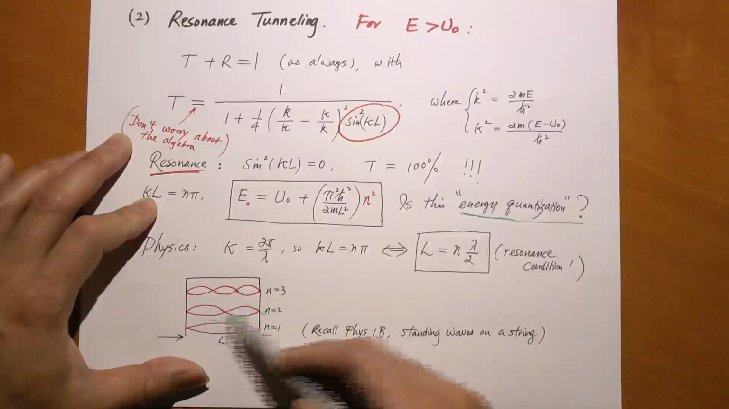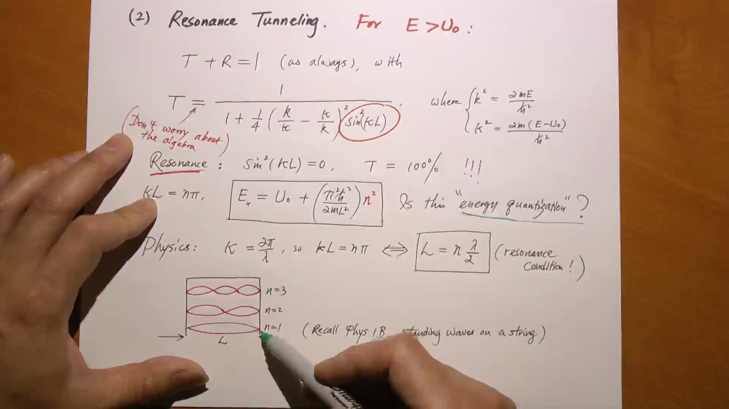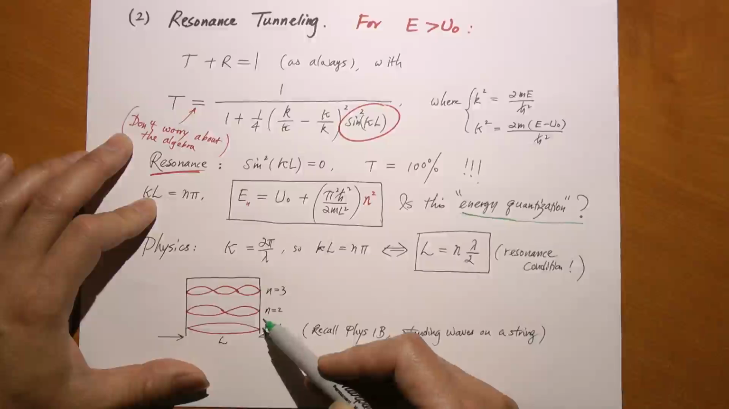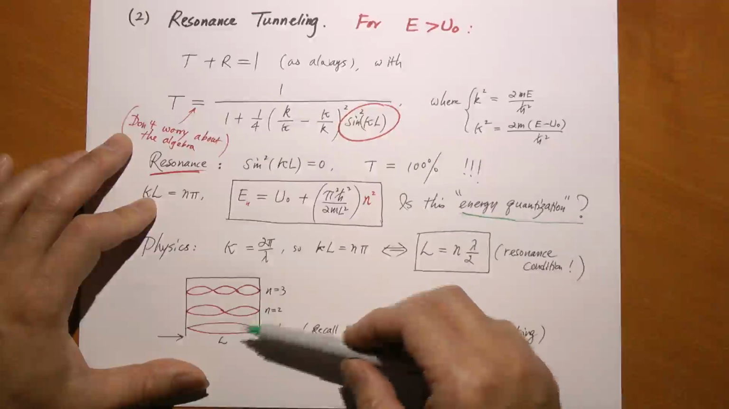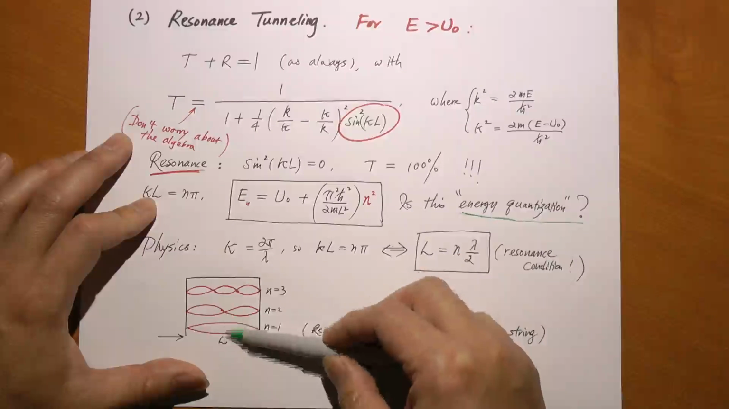This is n equal to 1, n equal to 2, n equal to 3. And this looks very familiar, doesn't it? What is this? Well, this looks like a standing wave on a string, right? Remember in Physics 1B we did that experiment, and we found that if we satisfy one of those resonance conditions, what happens to the amplitude? Very large.